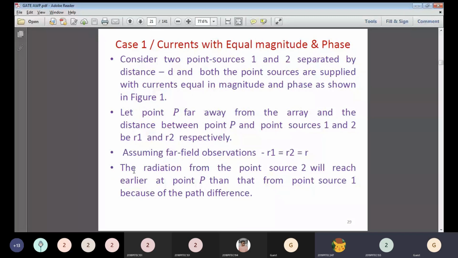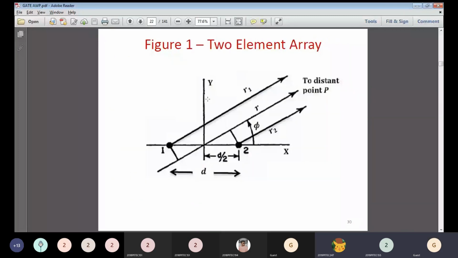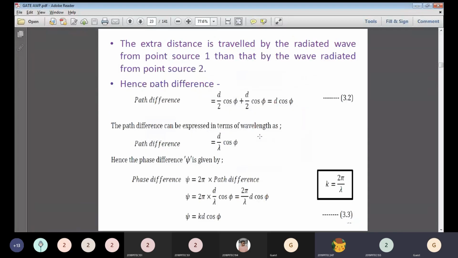Here the main point you have to take note of is the path difference. This is the diagram. We are going to take two point sources 1 and 2 separated by the distance D. At the distant point P, we take the values of R1, R2 and R. The angle phi is used for the path difference. The path difference is equal to D by 2 cos phi plus D by 2 cos phi, which equals D cos phi. The path difference can be expressed in terms of wavelength: path difference is equal to D by lambda cos theta.